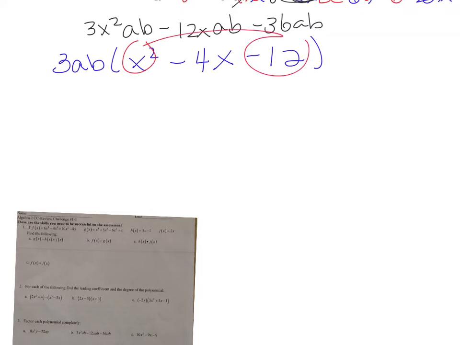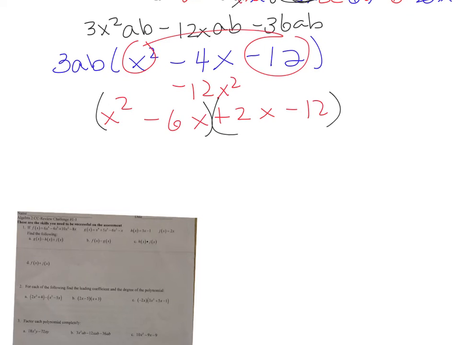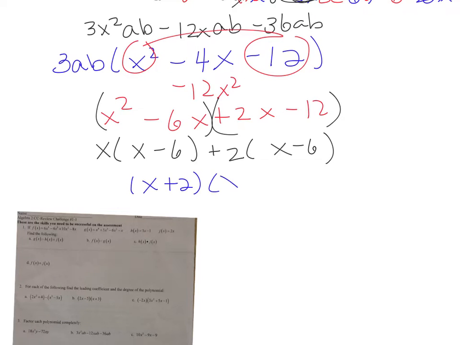So I'm going to use master product. So I multiply the first times the last, I get negative 12x squared. What multiplies to negative 12 and adds to negative 4, that's negative 6x and positive 2x. So bring down the front and the end, and then I'm going to factor by grouping. So the GCF of the first group is x, and then I have x minus 6. Plus the GCF is 2 times x minus 6. So my factors are x plus 2, x minus 6.